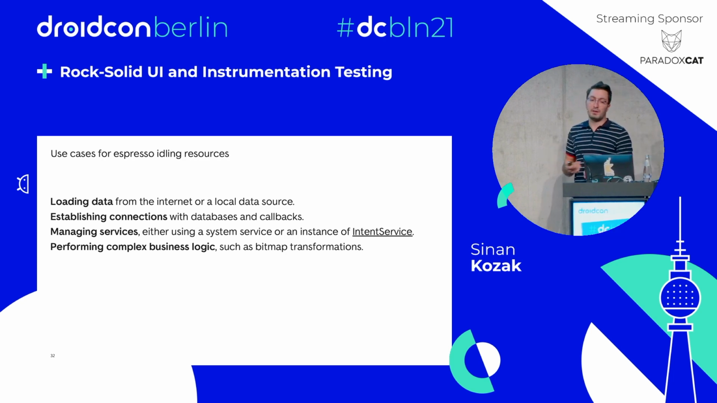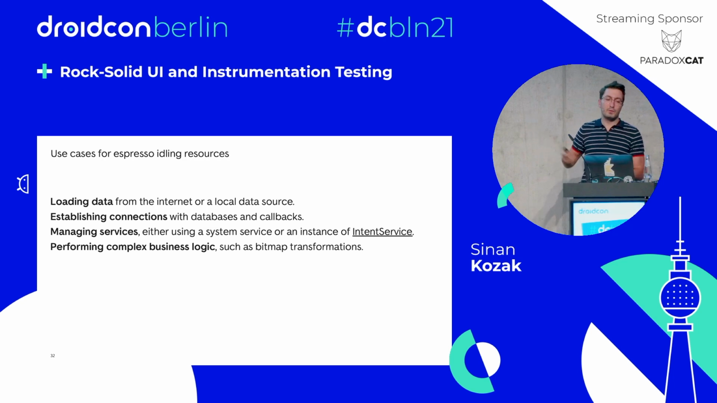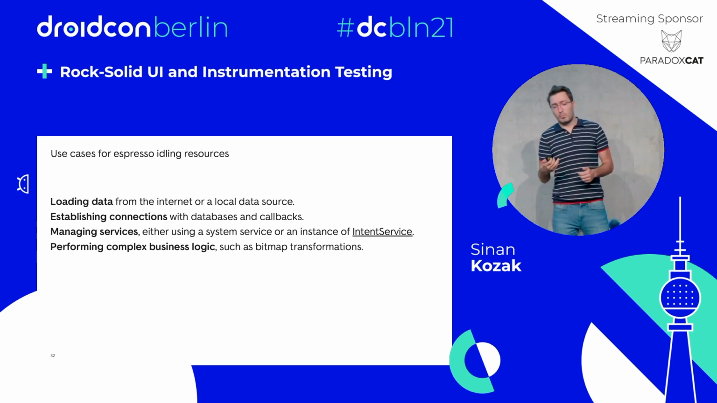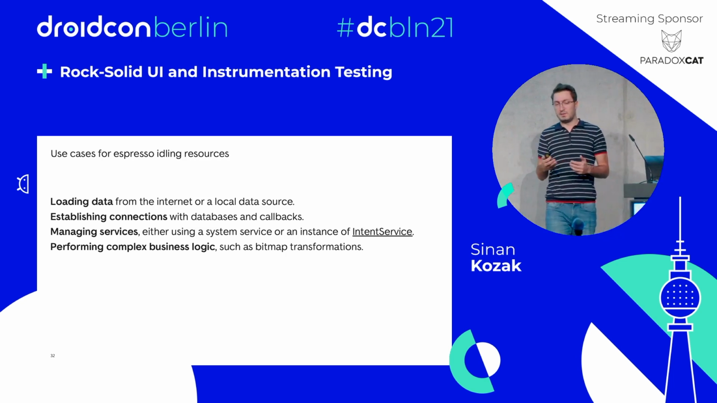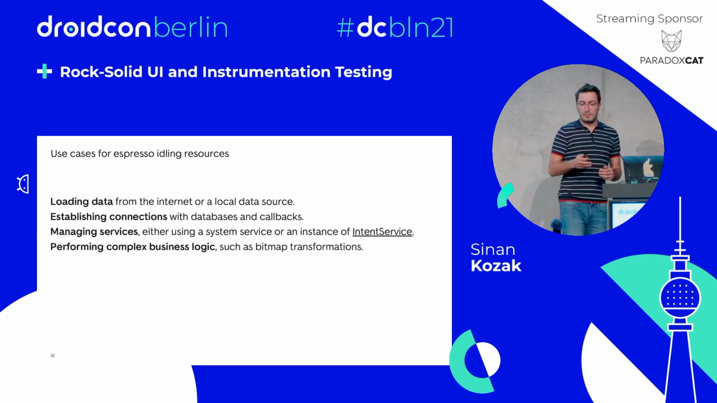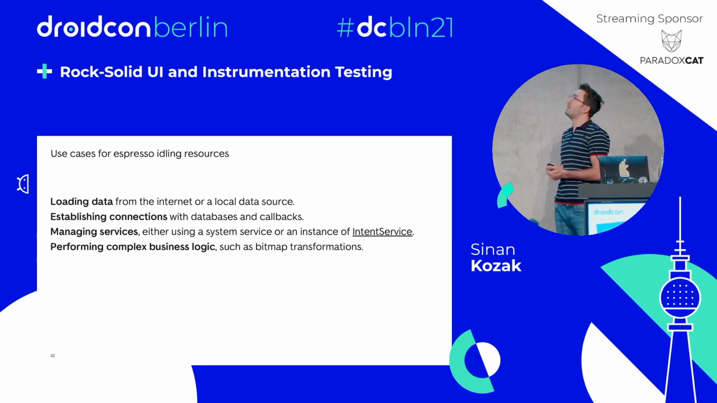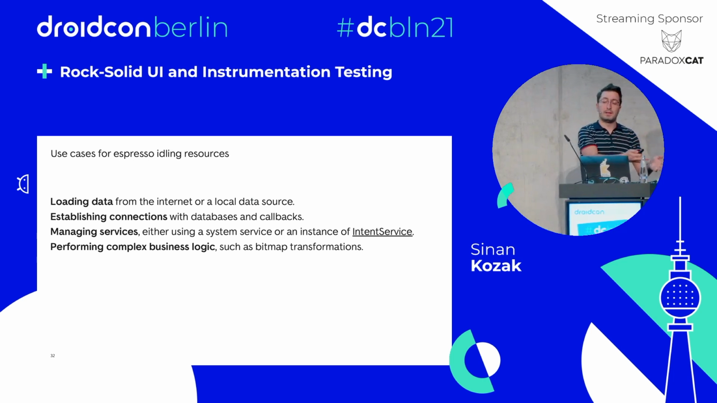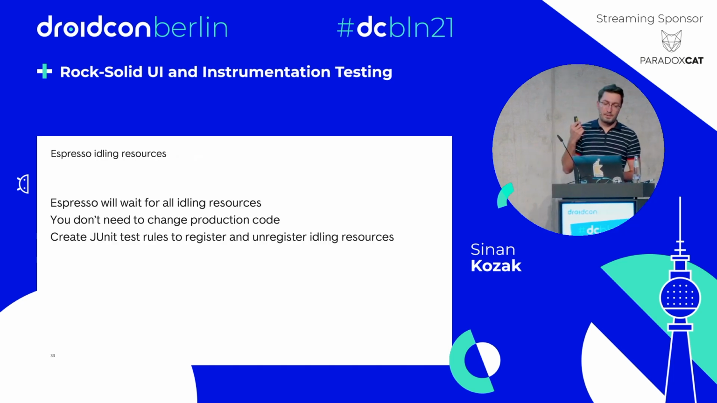And if all of the idling resources are busy, Espresso is not going to do anything. And those are the kind of operations that you might want to create idling resources for, because those kind of operations will take time, and you definitely need to execute them in the background. And if you are loading network data, we should let Espresso know about it. Otherwise, it's not going to check anything and continue to run and will be flaky.